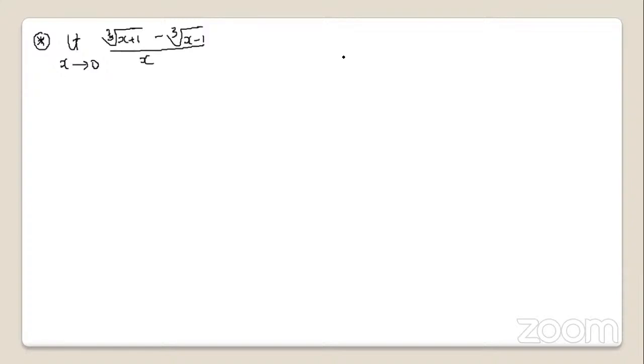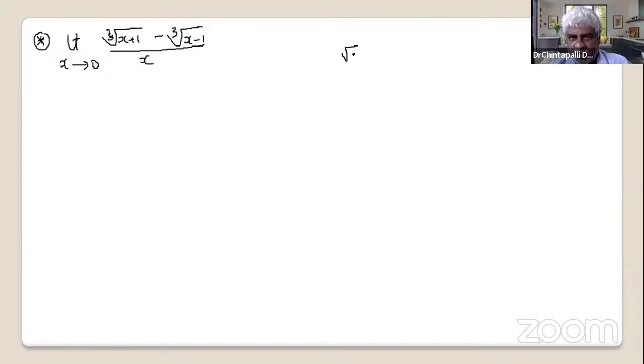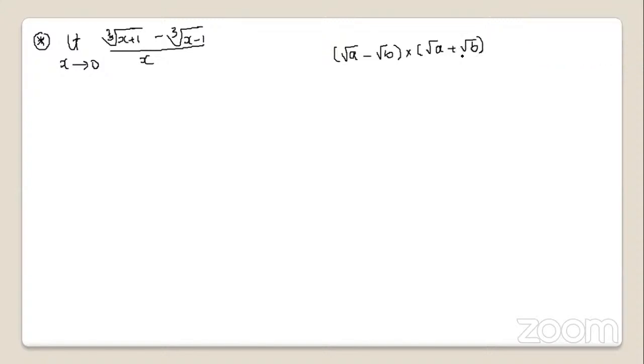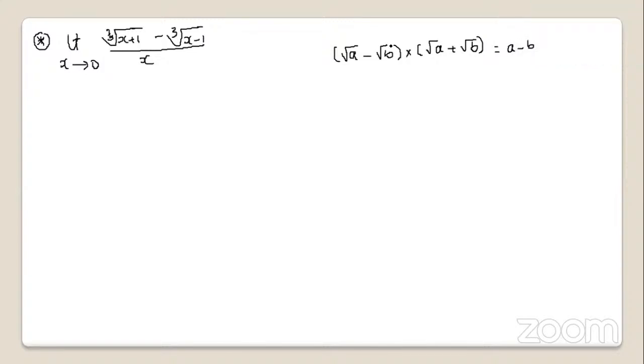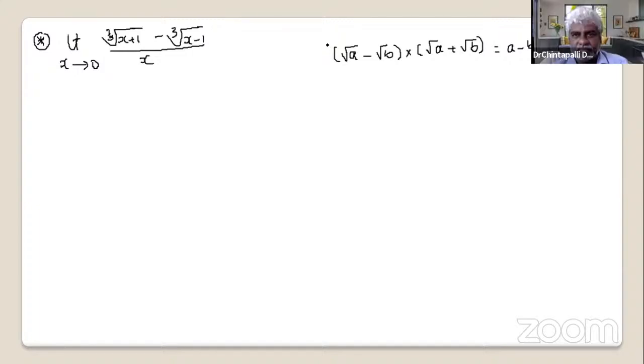Last time, if we had root a minus root b or root a plus root b in the numerator or denominator, we multiplied both the numerator and denominator by root a plus root b. Do you remember? In the next step, we get a square minus b square, where a square means root a whole square, which is a, and b square means root b whole square, which is b. This is called rationalization.